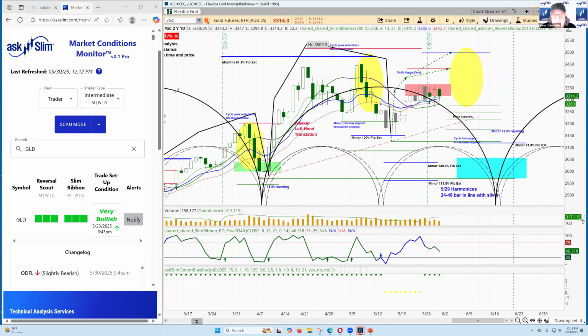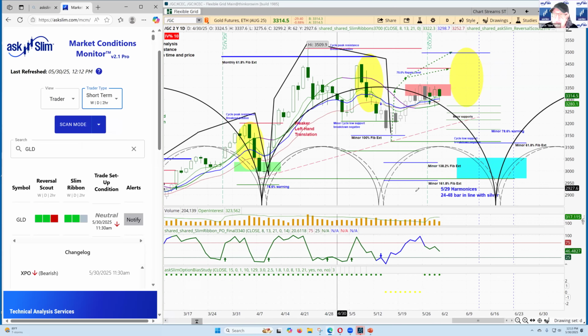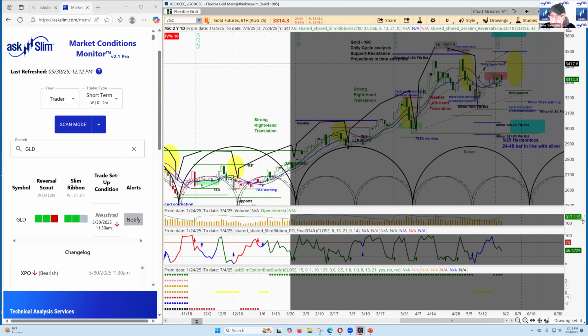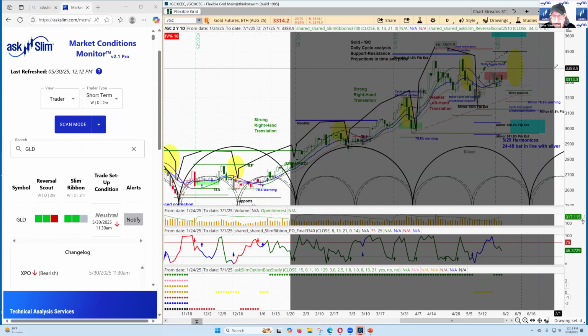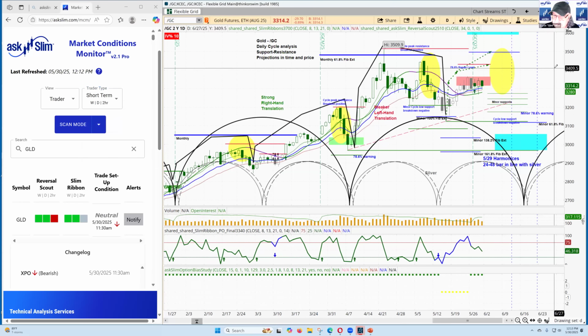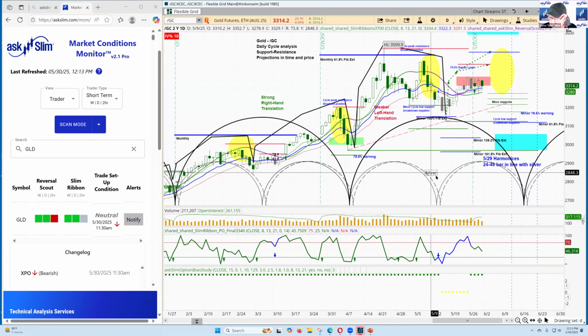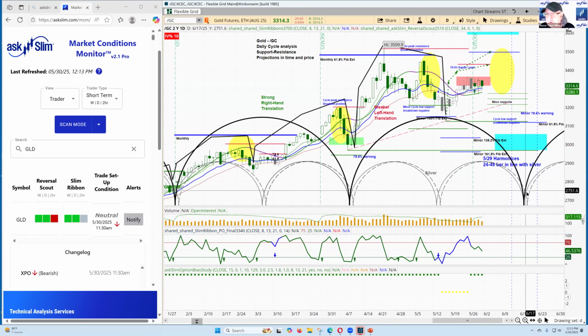Now I'm going to switch over to the short term, which we look at as the daily chart right over here. Now this is just super interesting when I look at this. So let's just take a look here at these two harmonic families that are in here, as you can see. Now notice the minor cycle in there is well lined up right in here with silver. So that's a great look right there.